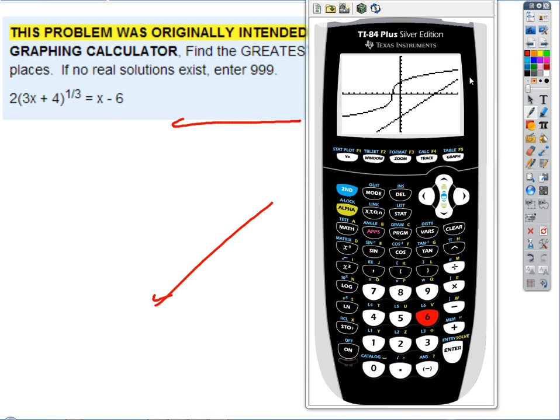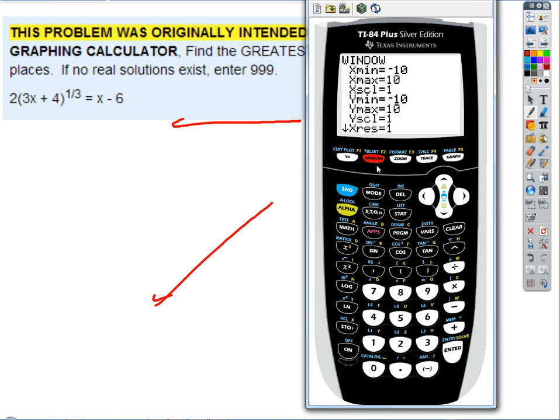So let's make the window, instead of going from -10 to +10, let's make x max 20 and minimum 0. We could, but we don't even have to. I want to be quick about it, so I'll just graph it so I can see a little bit further to the right. So I can get that intersection, and there it is. There's only one of them. That's it. So I just go second, calc, intersect.